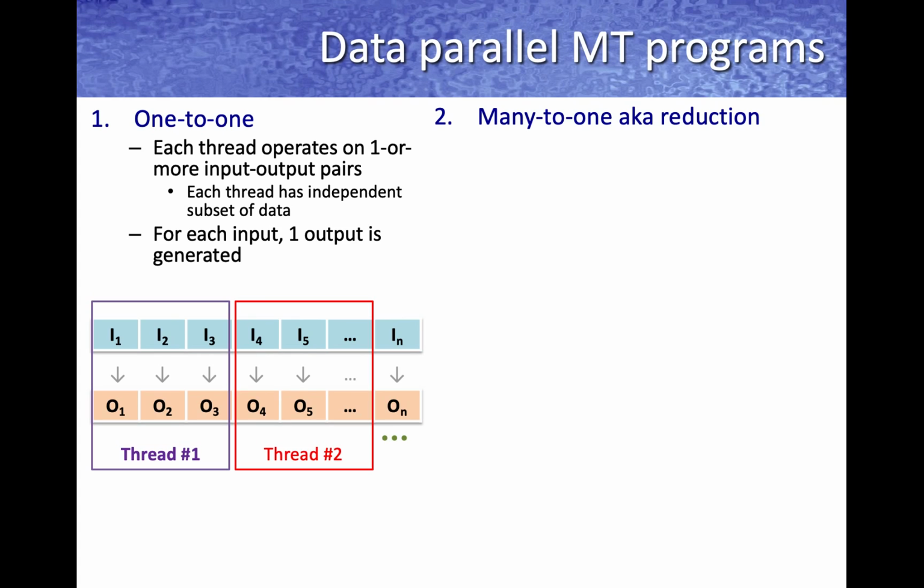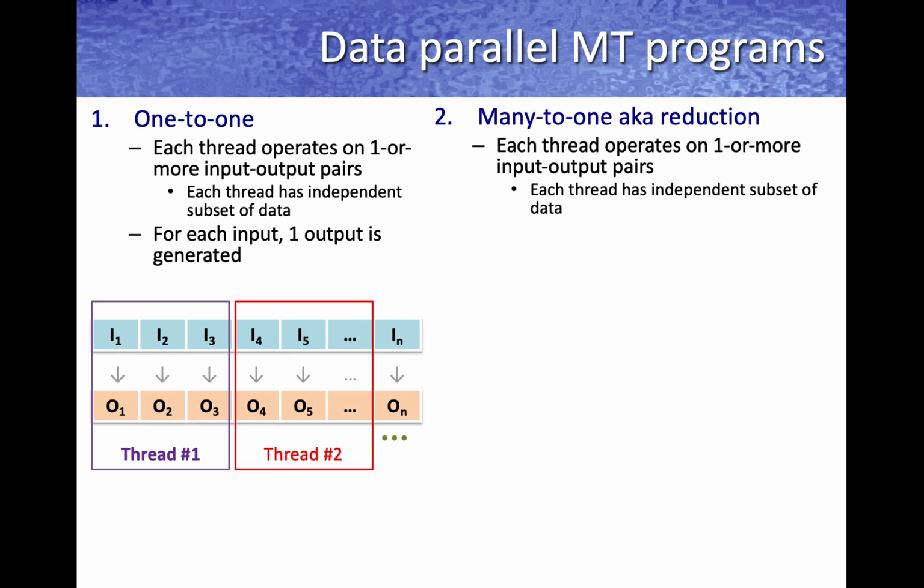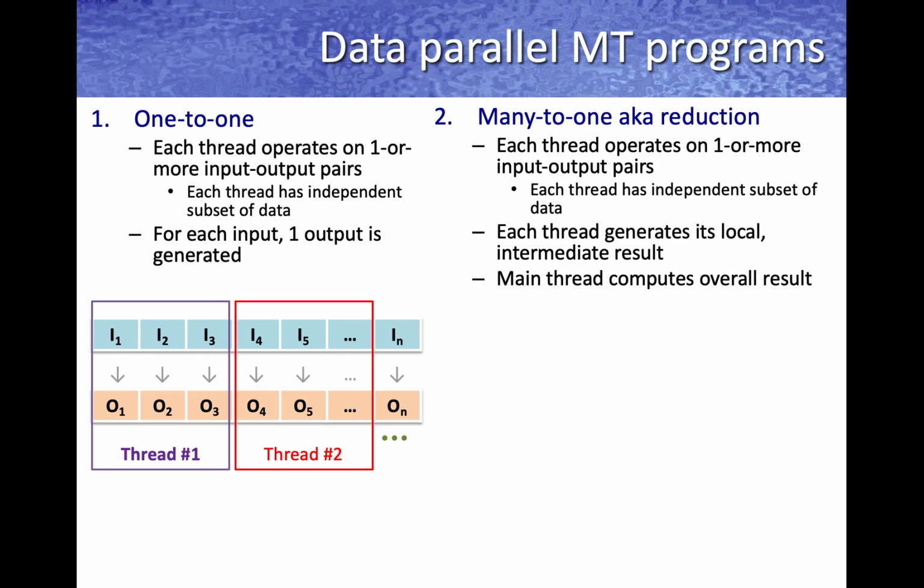Another type of data parallel programs are one where there are many inputs from which a single output is generated, and these are called reductions. Each thread operates on one or more input-output pairs. Of course, each thread has an independent subset of data to operate on. And each thread first generates its own local intermediate result, and then the main thread computes the overall result.